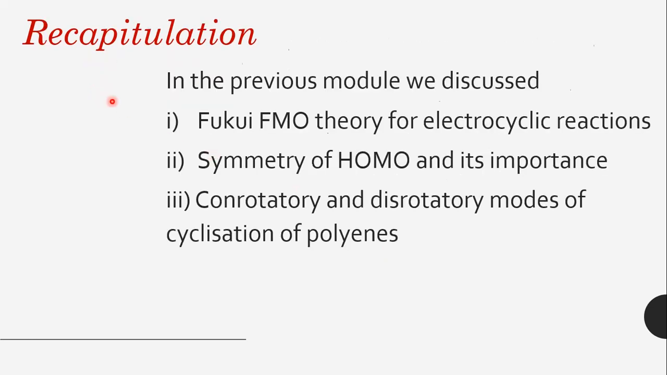A quick recap of what we had done in the previous modules. In the previous module, we discussed the Fukui frontier molecular orbital theory for electrocyclic reactions. We also saw how to identify the HOMO, determine the symmetry of the HOMO with respect to the mirror plane and the C2 axis, and what is the importance of HOMO, and also the two modes of cyclization of polyenes, the conrotatory and the disrotatory modes of cyclization.